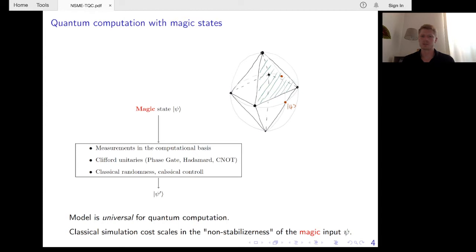Usually the magic states that you use, if you consider the one qubit model, are states that lie above the facets of the octahedron or above the edges. And then you simply allow the same quantum operations to manipulate the magic state. So you allow measurements in the computational basis, you allow Clifford unitaries, and you allow classical randomness and classical control. And then you get a model that is universal for quantum computation. So this has the full power of a quantum computer. And if you want to simulate this model with a classical computer, then the runtime will scale in the non-stabilizerness of the magic input psi.